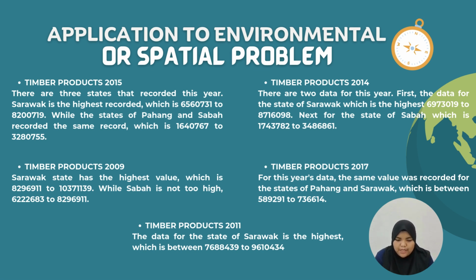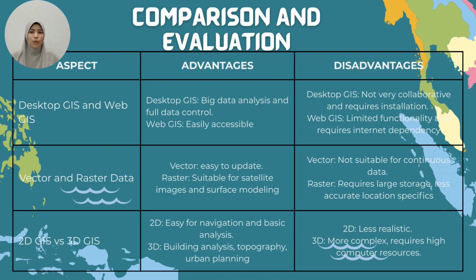Last, timber product 2011. The data for the state of Sarawak is the highest, which is between 7688439 to 9610434. Comparison and evaluation. There are 3 aspects. First, desktop GIS and web GIS. Second, vector and raster data. And third, 2D GIS and 3D GIS.